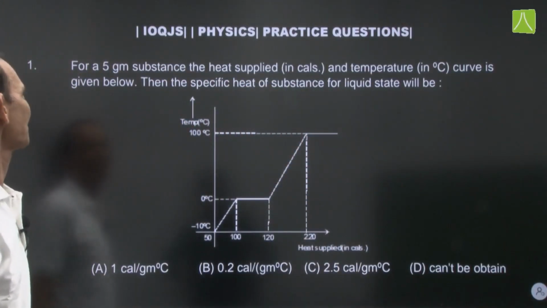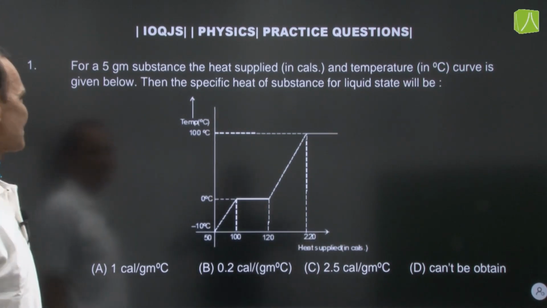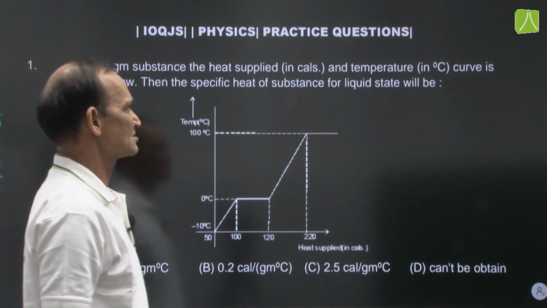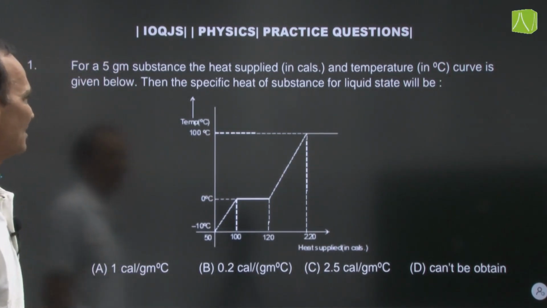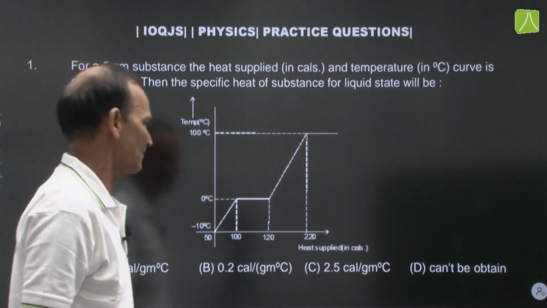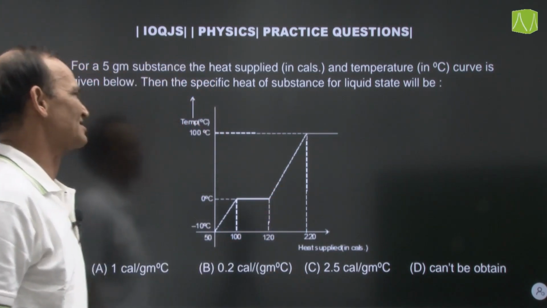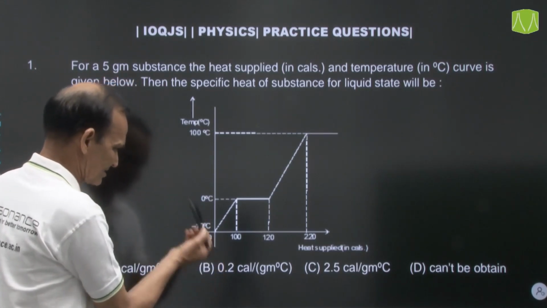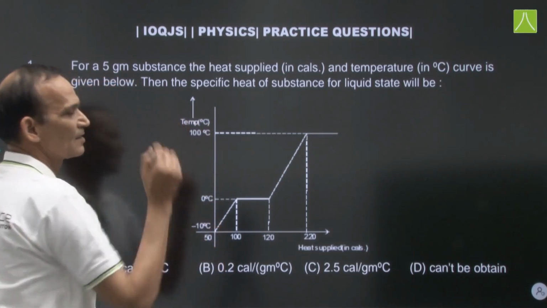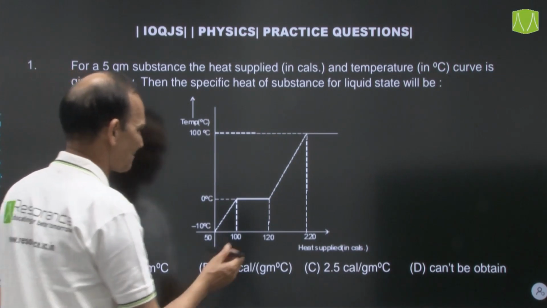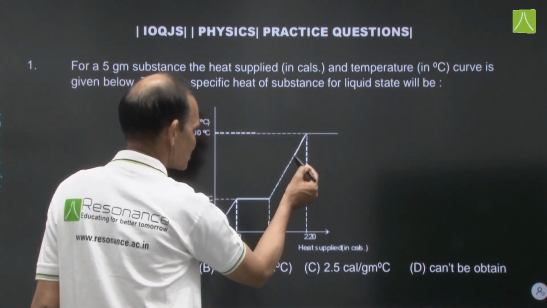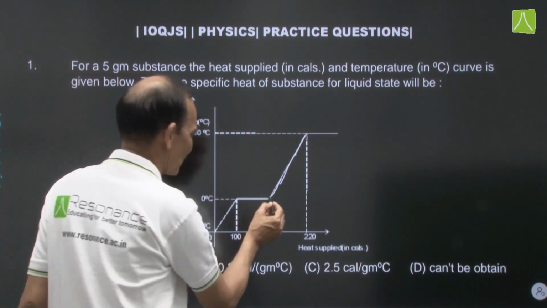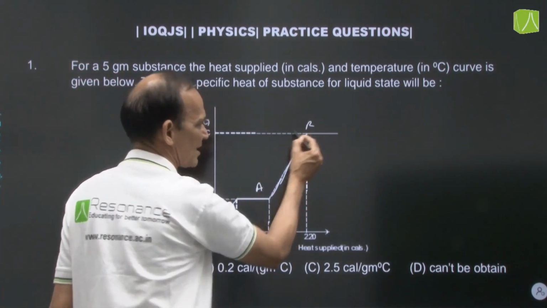It is question number 1. For a 5 gram substance, the heat supplied in calories and temperature in degrees Celsius curve is given below. Then we have to find the specific heat of the substance for the liquid state. Think about this temperature: minus 10 degrees Celsius, 0 degrees Celsius and 100 degrees Celsius. This part shows liquid state, this shows liquid plus solid. So we have to calculate only this part, that is A to B.